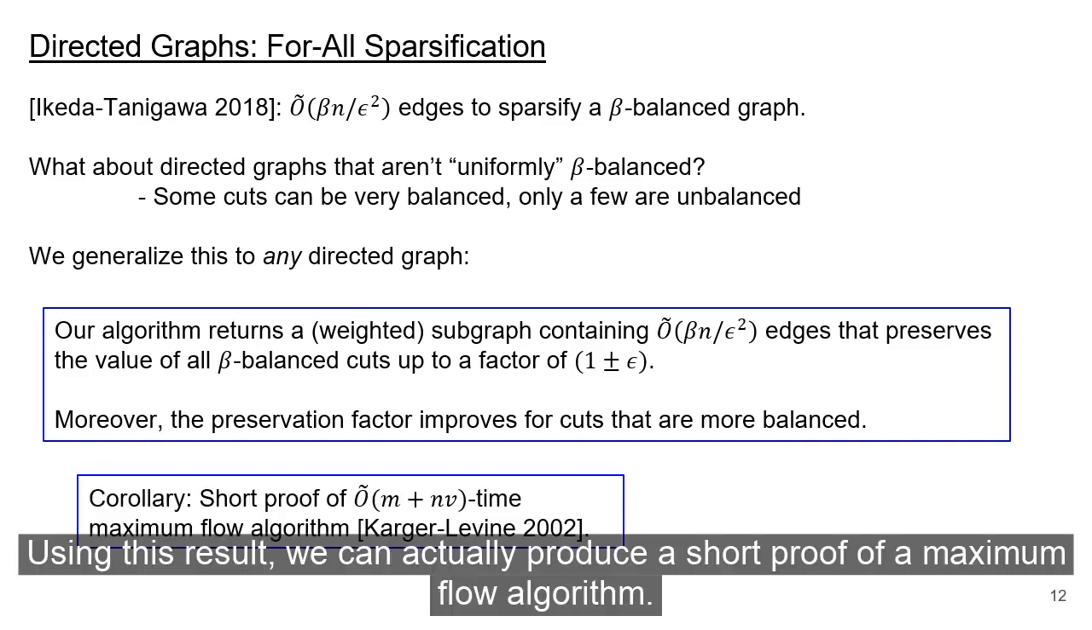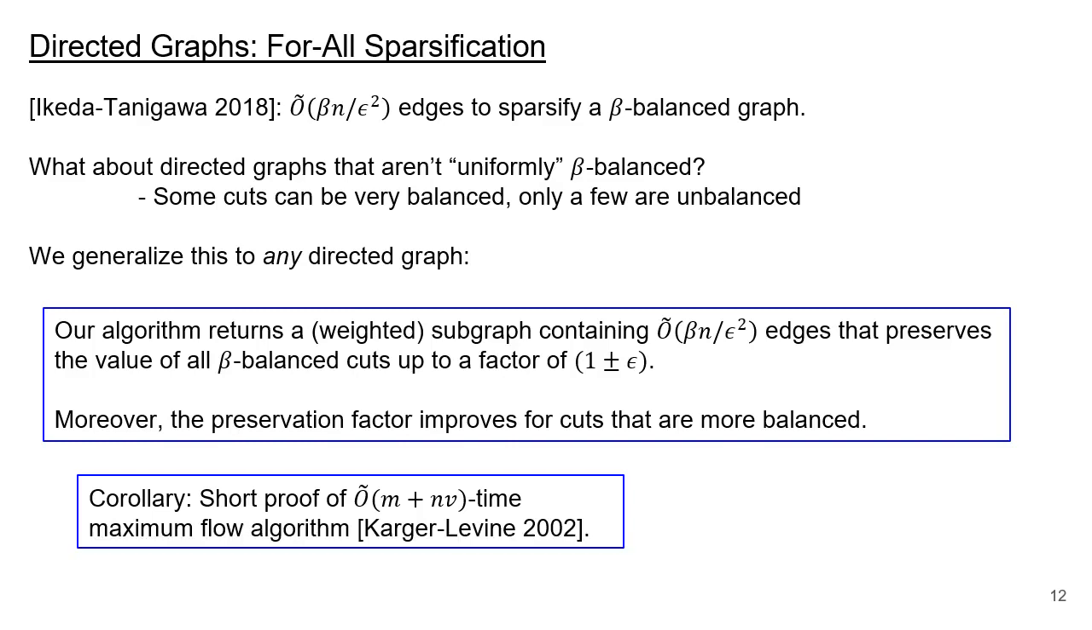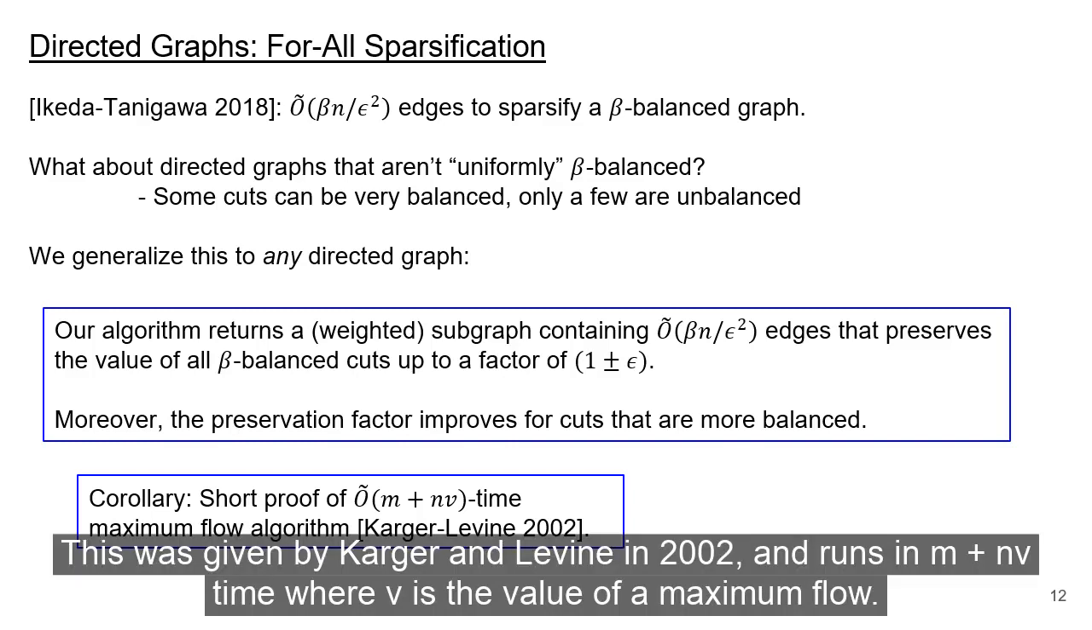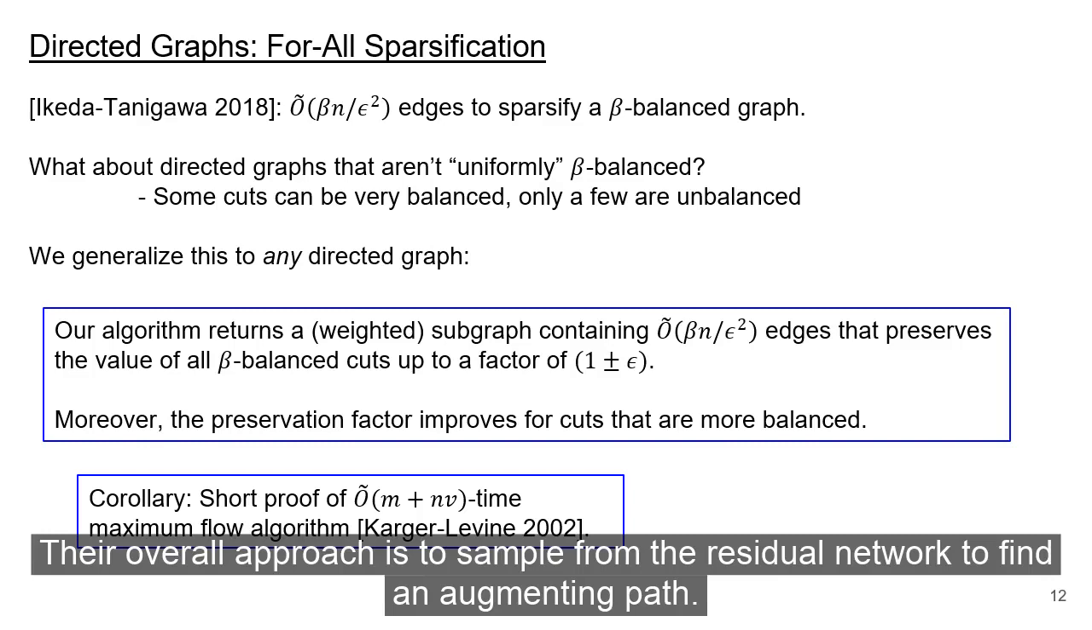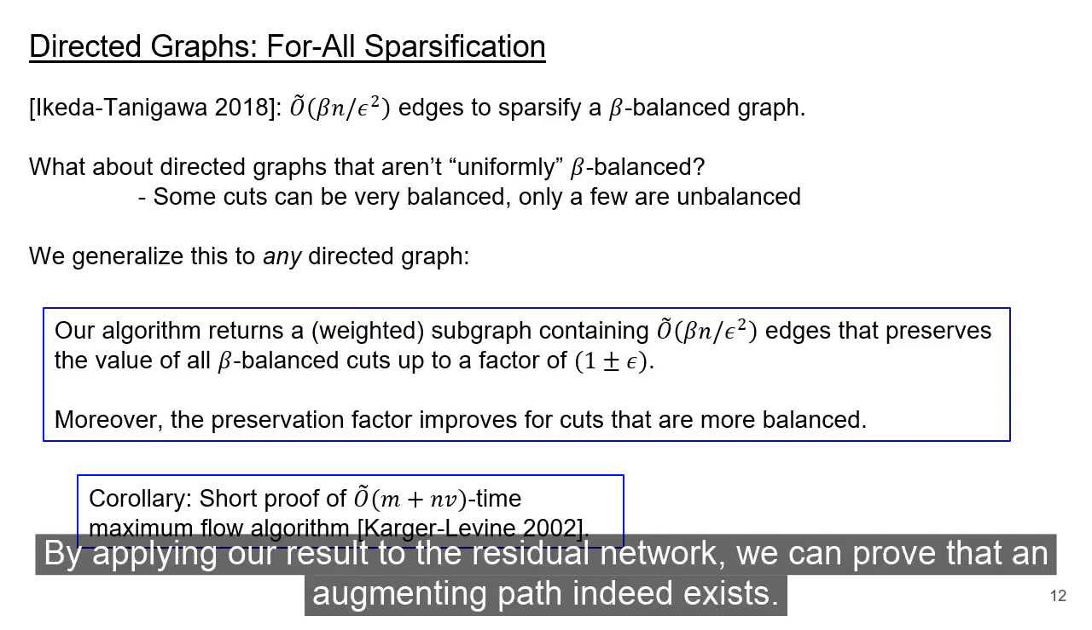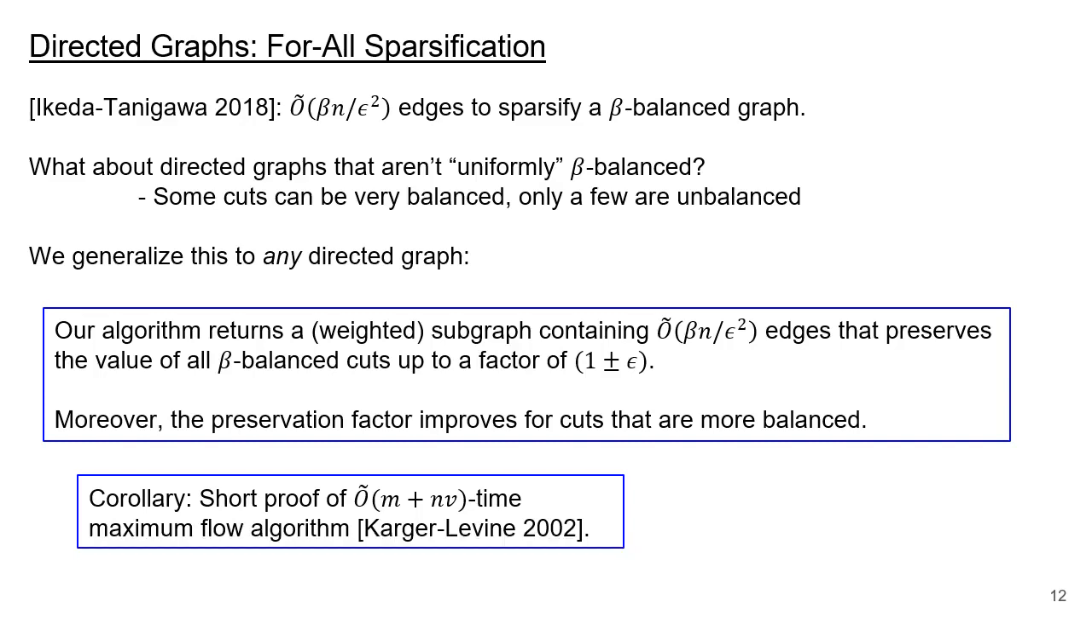Using this result, we can actually produce a short proof of a maximum flow algorithm. This was given by Karger and Levine in 2002, and runs in m plus nv time, where v is the value of the maximum flow. Their overall approach is to sample from the residual network to find an augmenting path, and by applying our result to the residual network, we can prove that an augmenting path indeed exists.